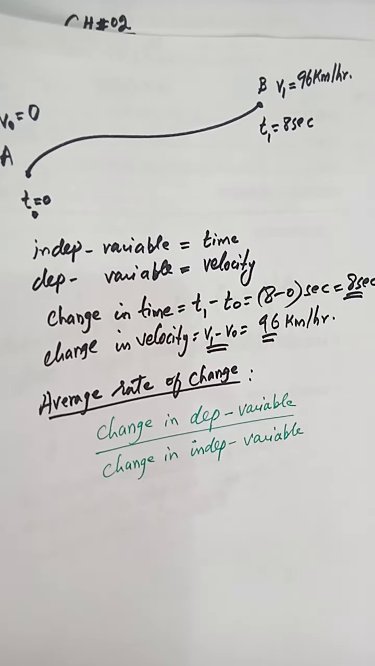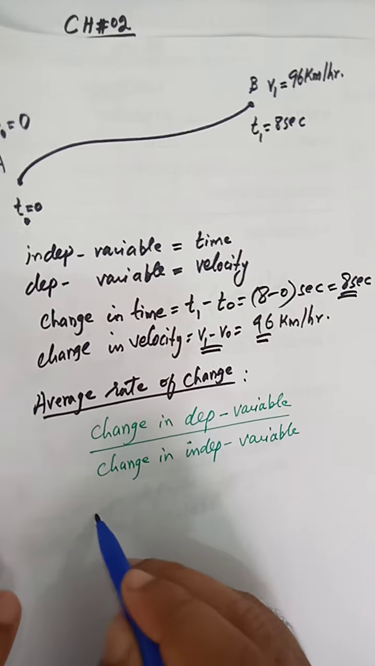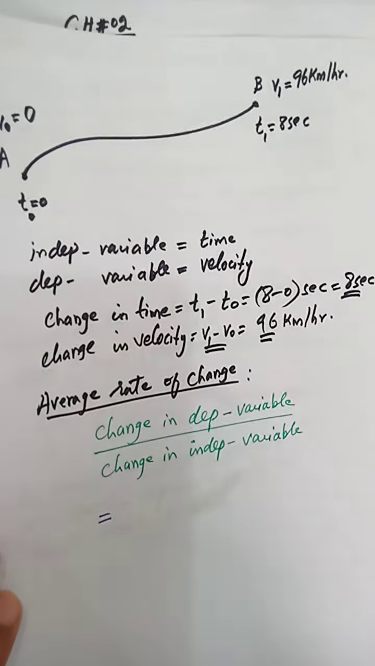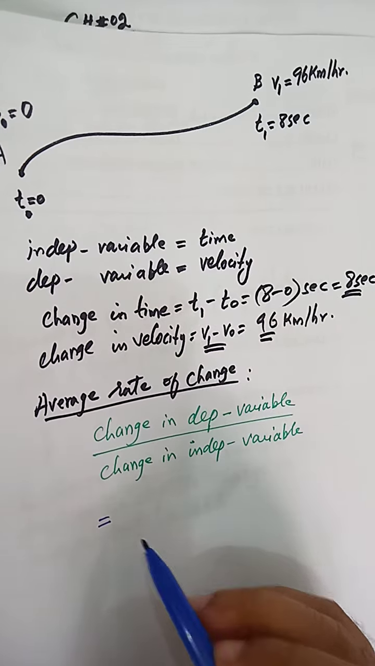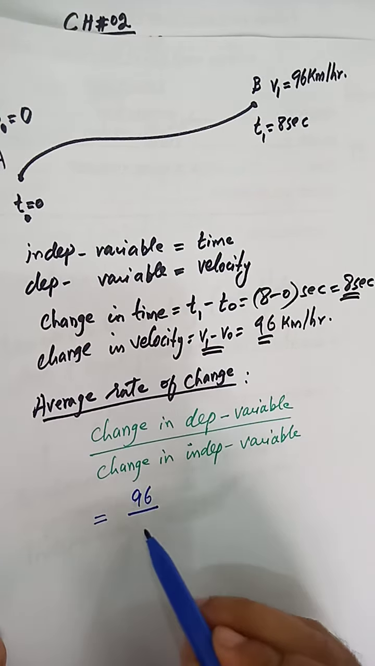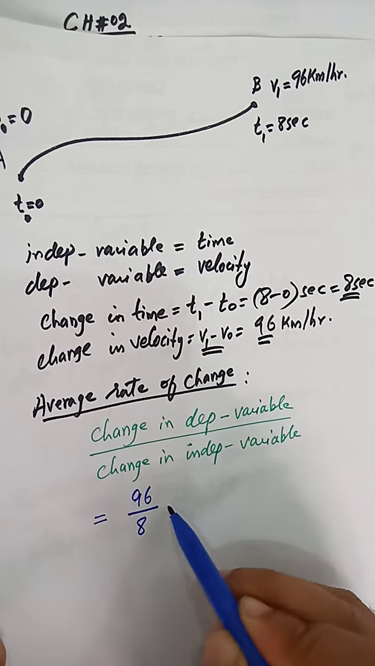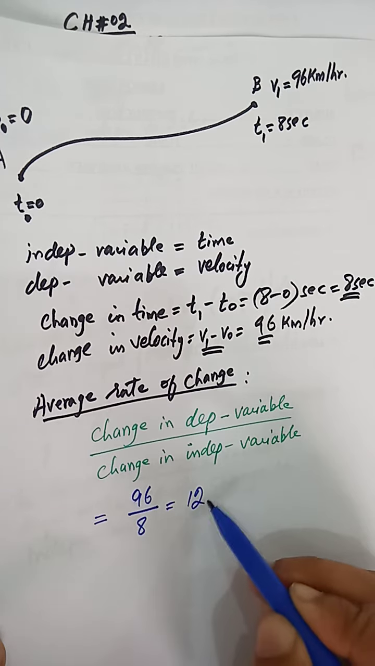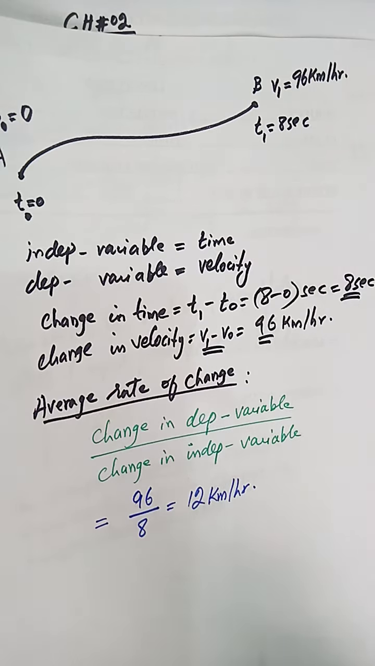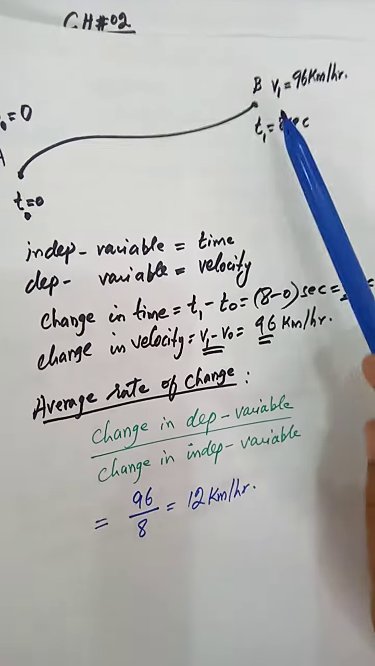From that you will get the average rate of change in a phenomenon. So the change in the dependent variable is 96 and the change in the independent variable is 8. So from there you get 12 kilometer per hour. So that is the average rate of change from point A to point B.